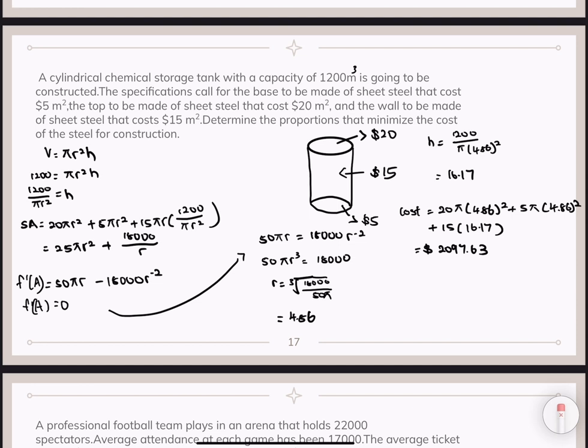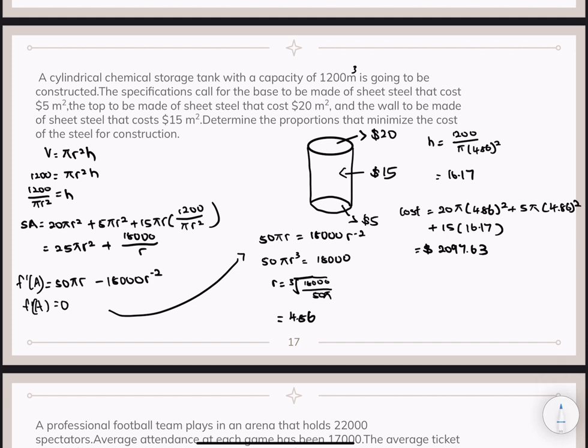The specification calls for the base to be made of sheet steel that costs $5, the top to be made of sheet steel that costs $20, and the wall to be made of sheet steel that costs $15. Determine the proportions that minimize the cost of the steel for construction.